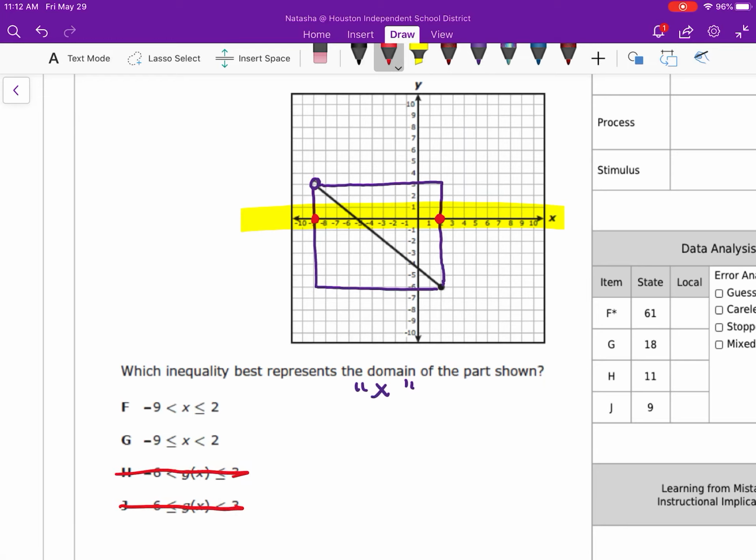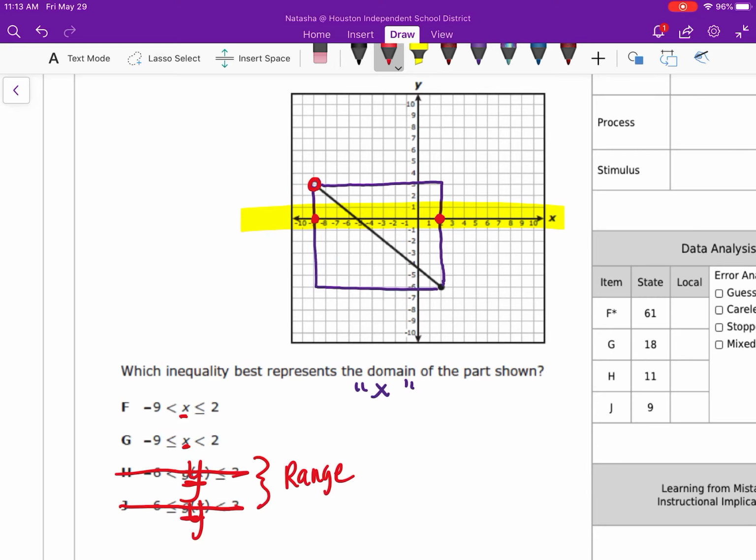The reason I'm going to eliminate J is because it says g of x, which is the same thing as saying y. So these would be our range. F and G are the only ones that have x, and that's talking about domain. So we know both of these have -9 and 2. The difference between F and G is the symbols of our inequalities.